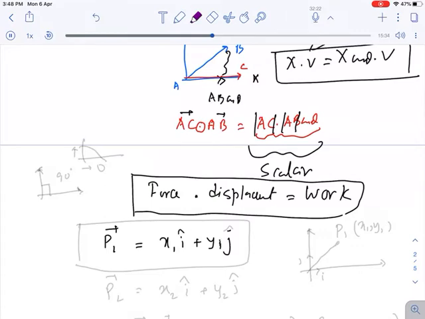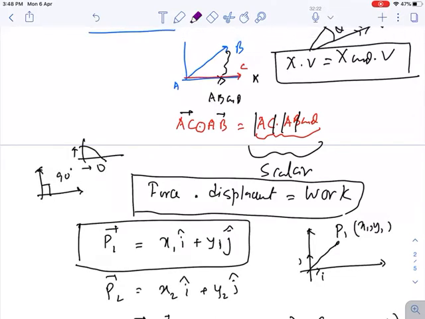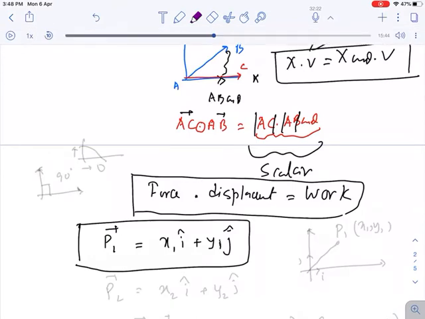This is the representation of a point in vector with coordinates x1 and y1. So i is the unit vector along the x-axis and j is the unit vector along the y-axis. So P1 is represented by x1 and y1. So this j is P1 with coordinates x1, y1, and here is the unit vector i, and this is j.